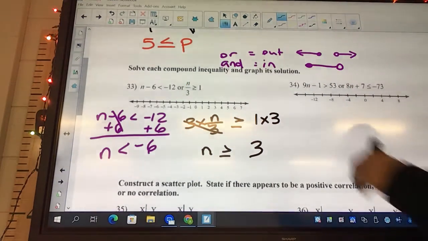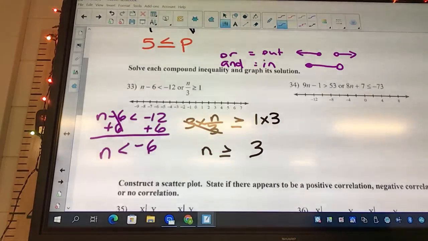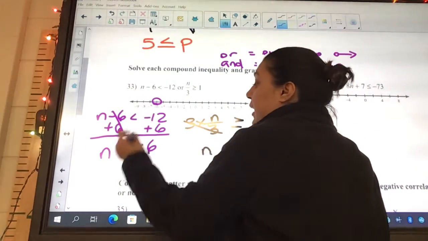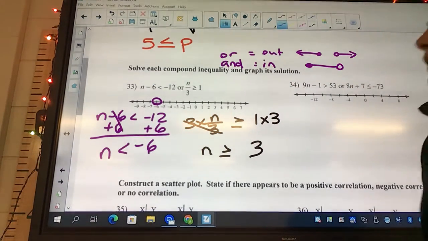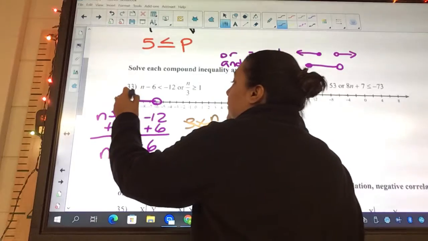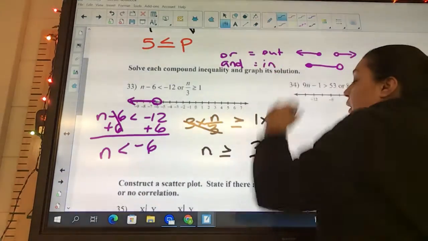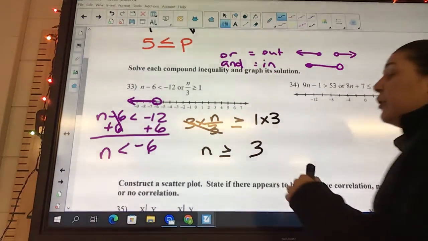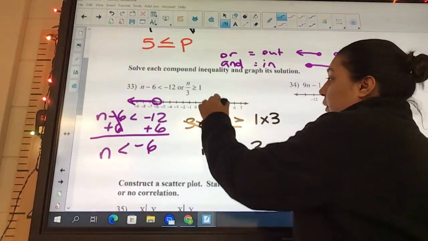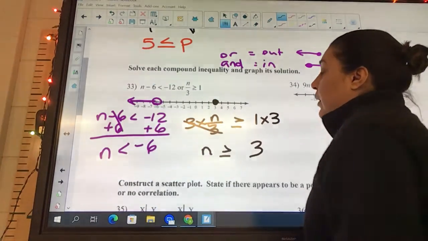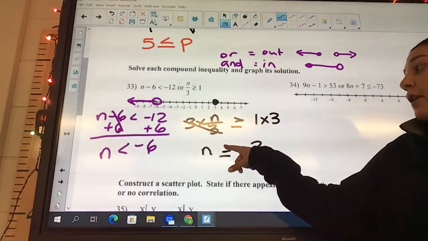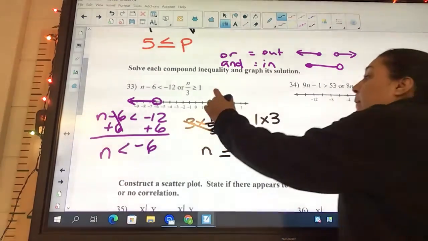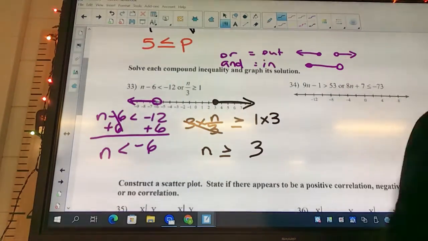Okay, so on this negative 6, should it be open or closed? Open. And this says n is what? n is less than, so it's going to go to the left. And then on the 3, open or closed? Closed. Oh, shoot, yeah. Okay, and it says n is bigger. So which way are we going to go? To the right.